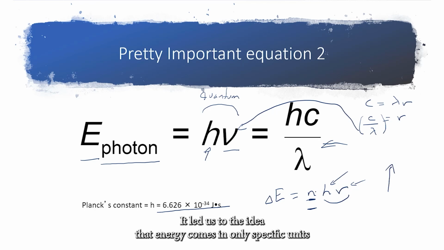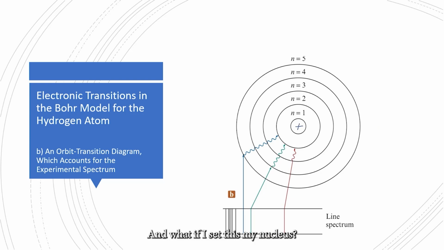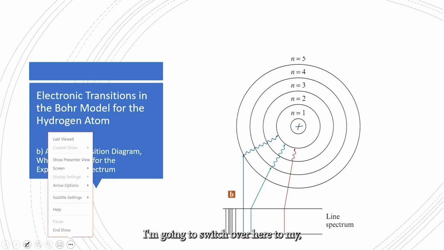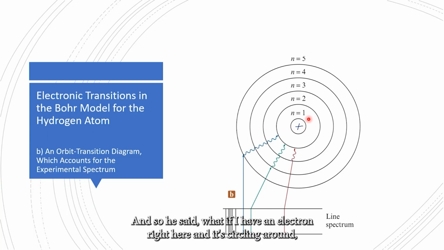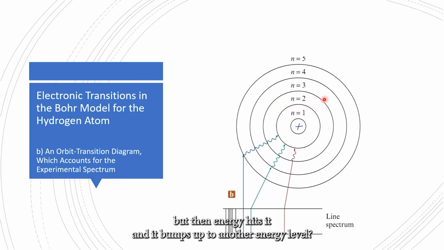And where did that lead us? It led us to the idea that energy comes in only specific units or specific increments, which, when Bohr got a hold of that, he said, what if I make a nucleus, and what if I say that's my nucleus, I made a little positive sign there because, you know, nuclei are positive, and what if I then treated electrons as moving solely in orbits surrounding the nucleus? I'm going to switch over here to my laser pointer. And so he said, what if I have an electron right here and it's circling around, but then energy hits it and it bumps up to another energy level?